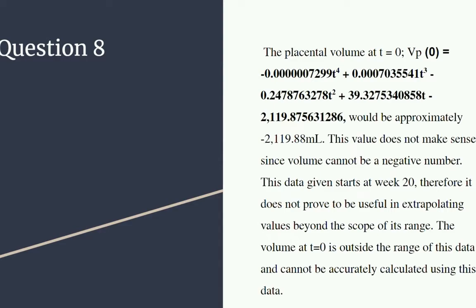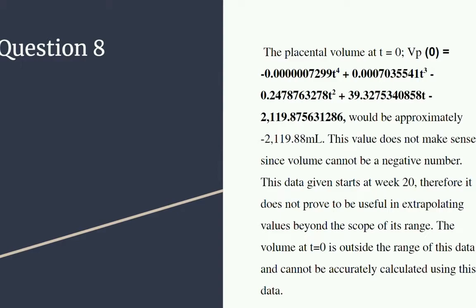Question 8. The placental volume at t equals 0, Vp of 0, equals negative 0.00007299 t to the fourth power plus 0.0007035541 t to the third minus 0.24787632778 t squared plus 39.32753408858 t minus 2119.875631286, would be approximately negative 2119.88 milliliters. This value does not make sense since volume cannot be a negative number.